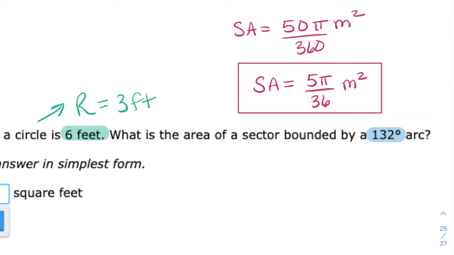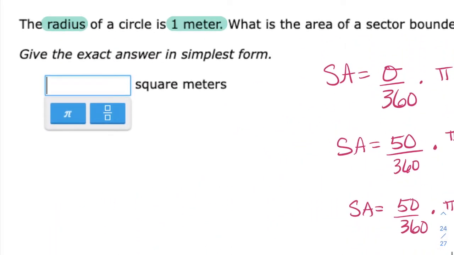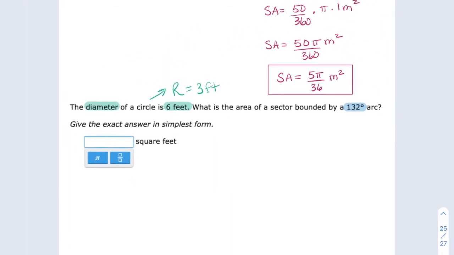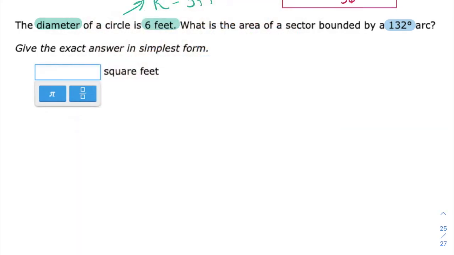So 50 divided by 10 is 5. 360 divided by 10 is 36. So 5 pi over 36 meters squared. And we have to leave it in square meters, in simplest form, which is a fraction, and exact, which is with a pi symbol. Okay. The last one, everything's pretty much the same, but we're going to do sector area equals theta over 360 times pi r squared.